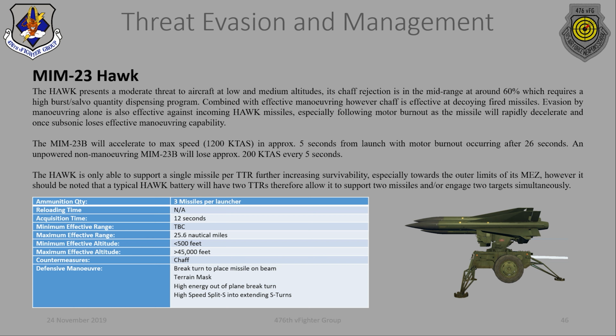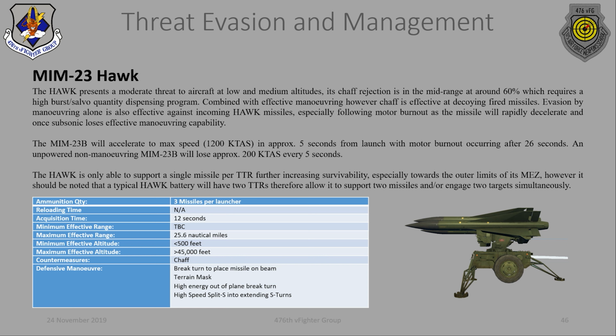Moderate acquisition time, range out to about 25 miles, same altitude envelope as the 11, and pretty much the same sort of defensive manoeuvres against it. Stick it on the beam, split S away from it, you're good. The missile isn't the most manoeuvrable in the world, so you can break over the top of it with an orthogonal roll. However, that relies on you seeing it.